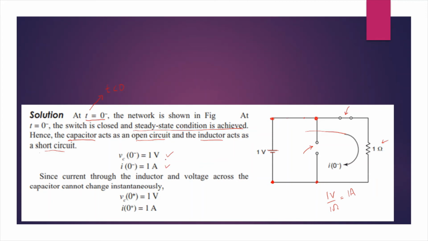So these are the two initial conditions for t less than 0, that is the voltage through the capacitor and the current through the inductor, and the same will be for t greater than 0, because the current through the inductor and the voltage through the capacitor cannot change instantaneously. So whatever we find for t less than 0, we can use it for t greater than 0.